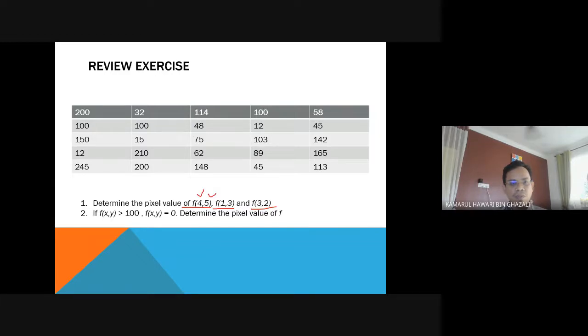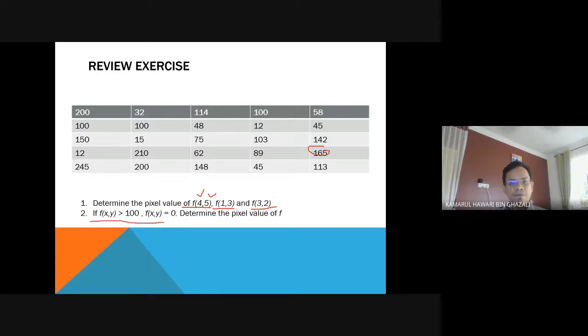So if you are asked to determine the pixel value of F45, F means this matrix, like the image, function of the image. So the first number here is row and the second is column. So row 1, 2, 3, 4, column 1, 2, 3, 4, 165. So this is how you read this function.